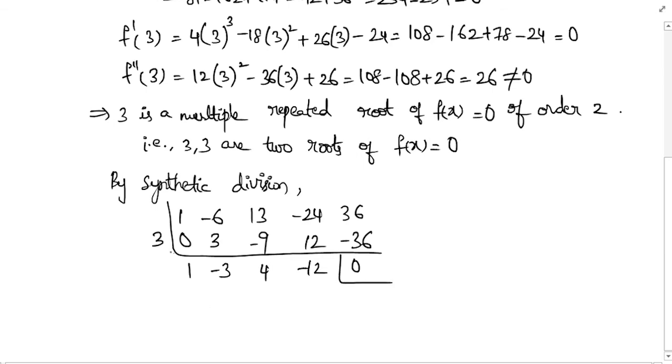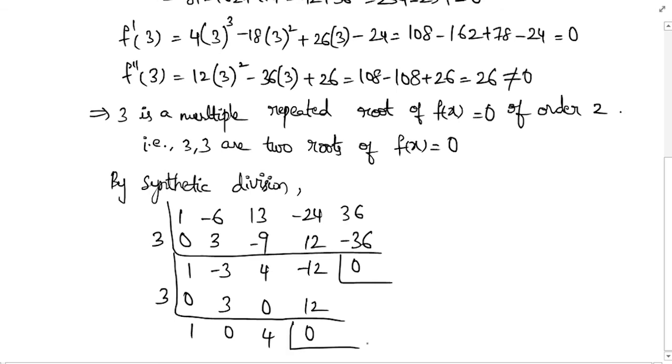And now again 3 is the root. We have two roots, so we are considering another 3. So 1, 3, 0, and here it will be 0 again. So this is 4, this is 12, which is 0 again.